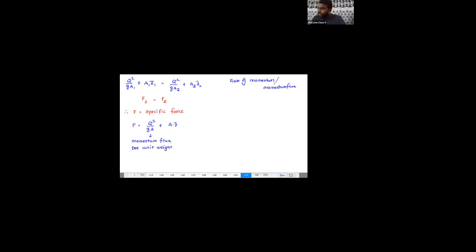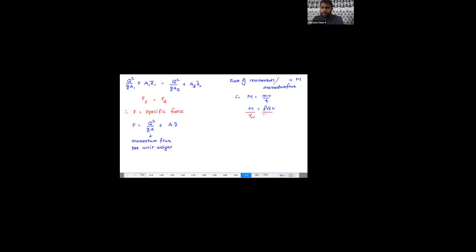Rate of momentum or momentum flux is nothing but capital M. Yes or no? So capital M is nothing but m into v by t, and from this only I got rho Q V. Yes, this is the rate of momentum flux. Now, what is the momentum flux per unit weight? Now divide with per unit weight.